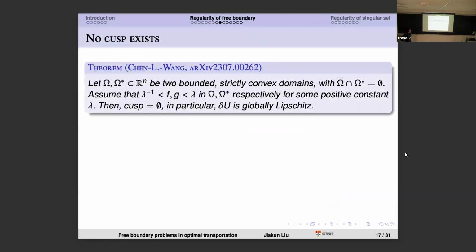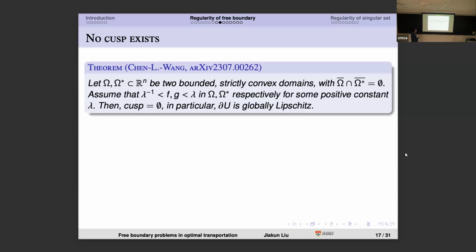And very recently, in joint work with Chen and Wang, but this Wang is not Xu-Jia Wang. It's another Wang. It's a very popular family name. Chen is still Shibing Chen. Wang is a student, currently doing a postdoc. So what we prove is that the cusp set actually does not exist. It's not only that the Hausdorff dimension is small, it's actually the empty set.